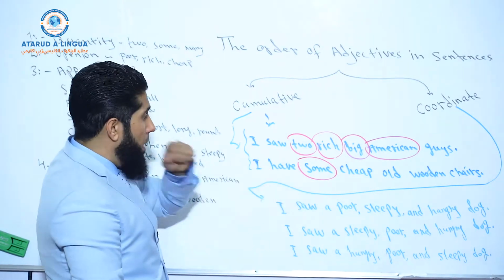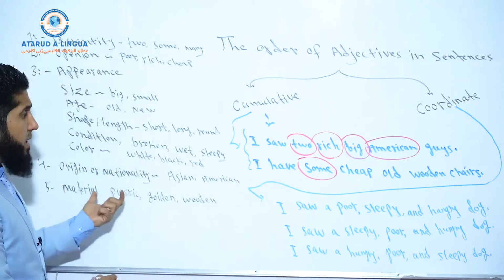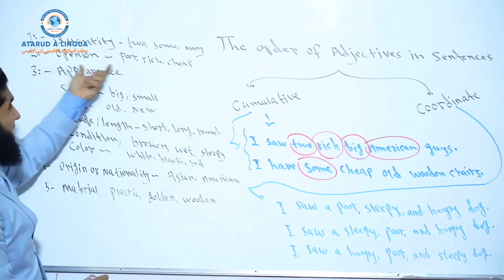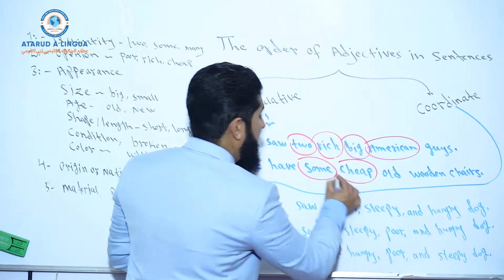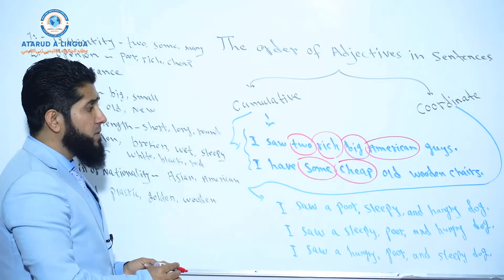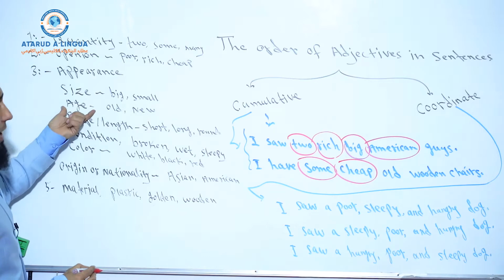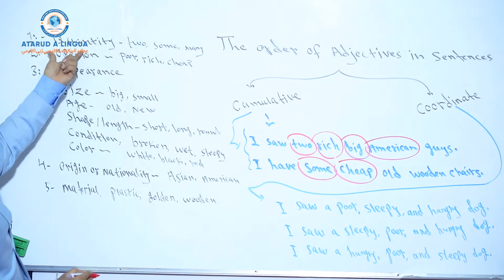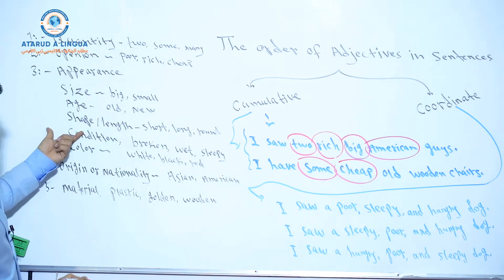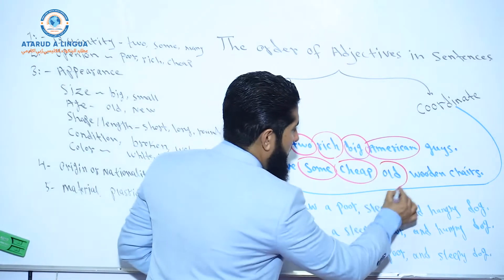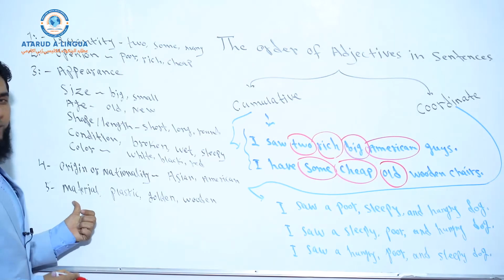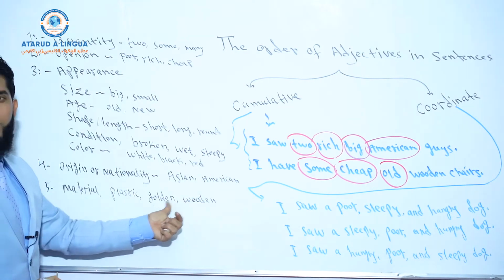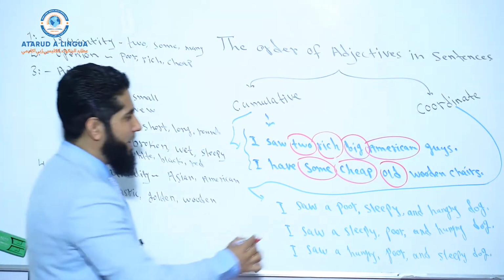And according to this order, what comes second? Opinion. So cheap is an opinion about something. And what comes after that? Appearance. And appearance here, age. Okay? So age comes after opinion, right? Opinion is here and age is here, right? So, old. And then, look, material. Plastic, wood, gold, okay? So that comes at the end.